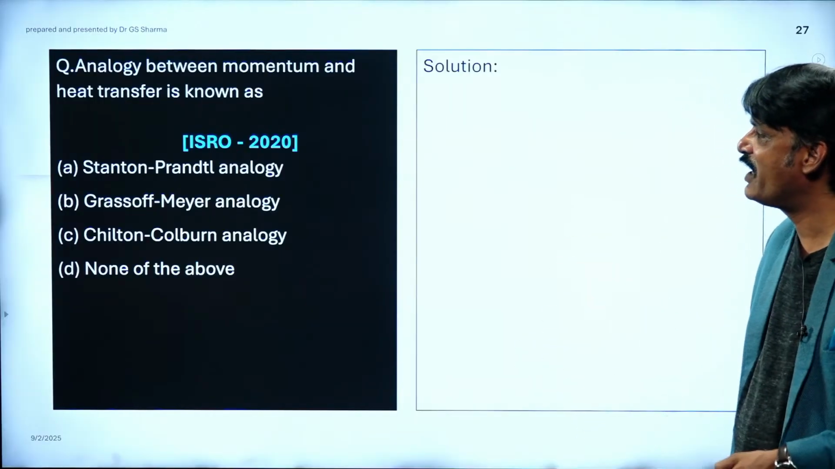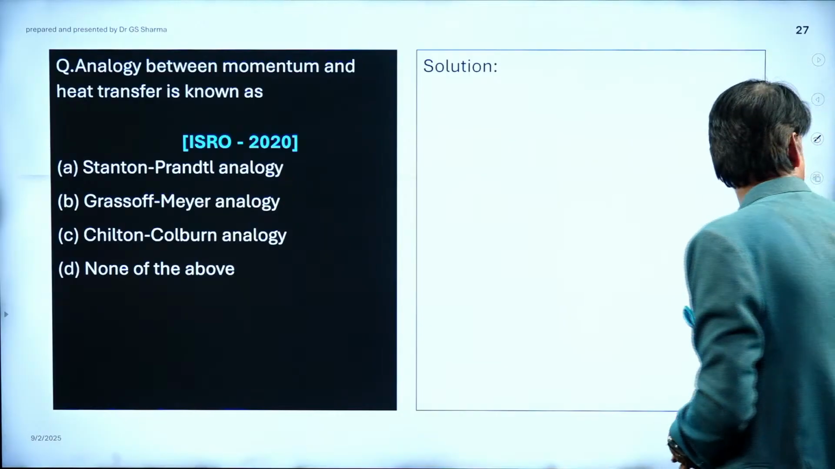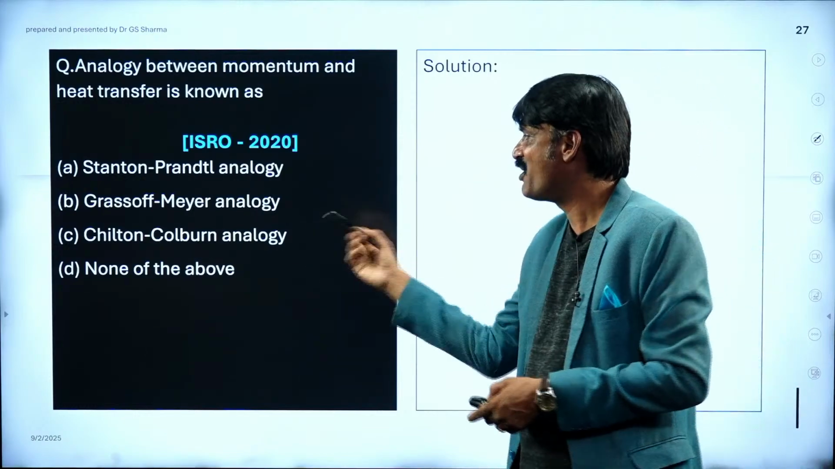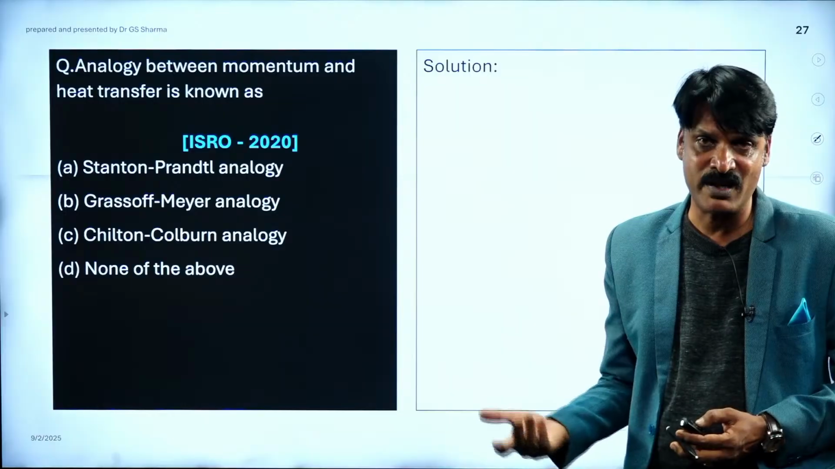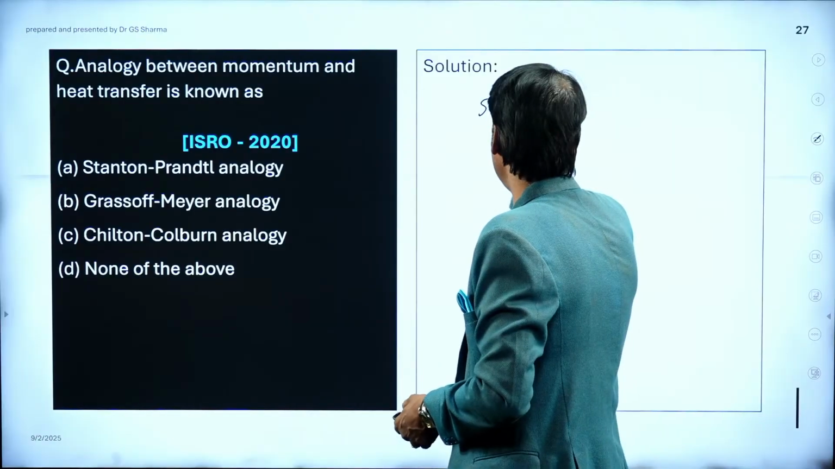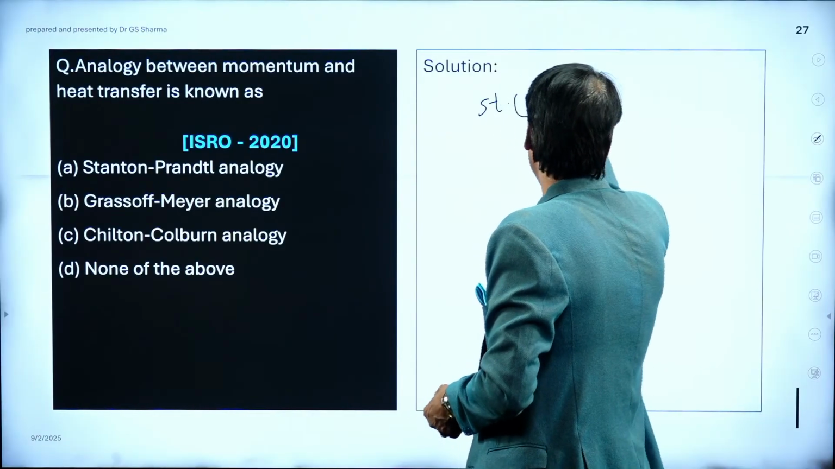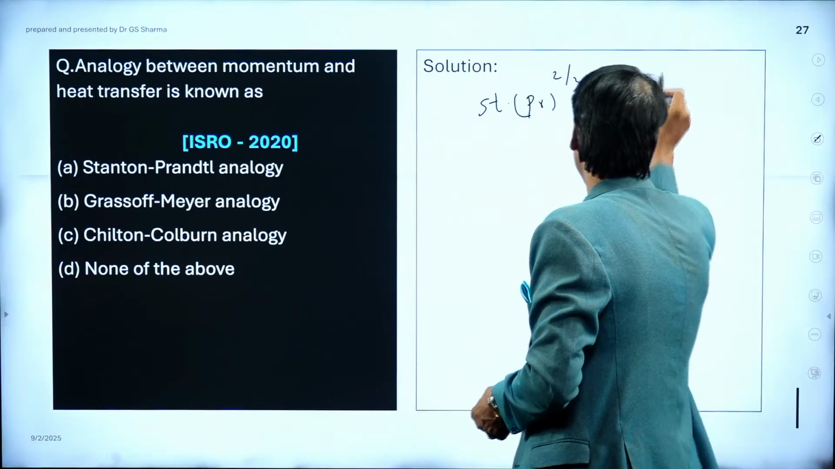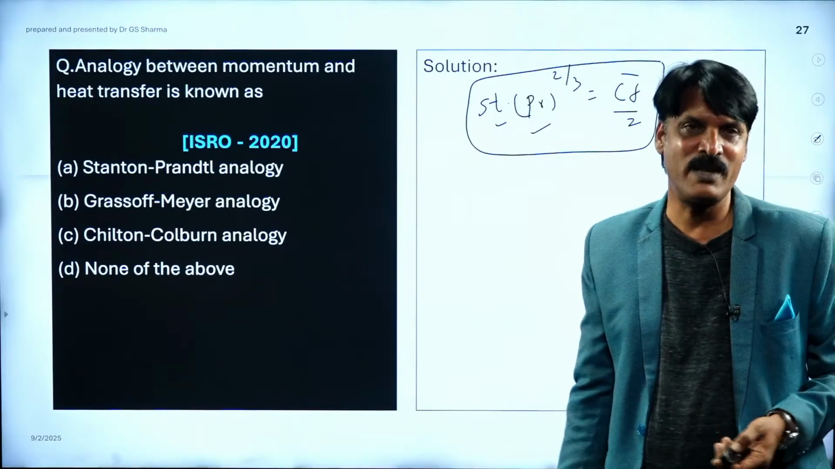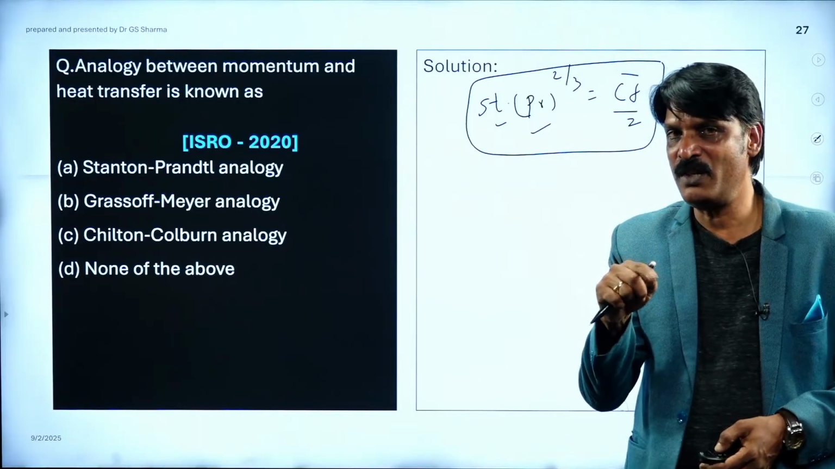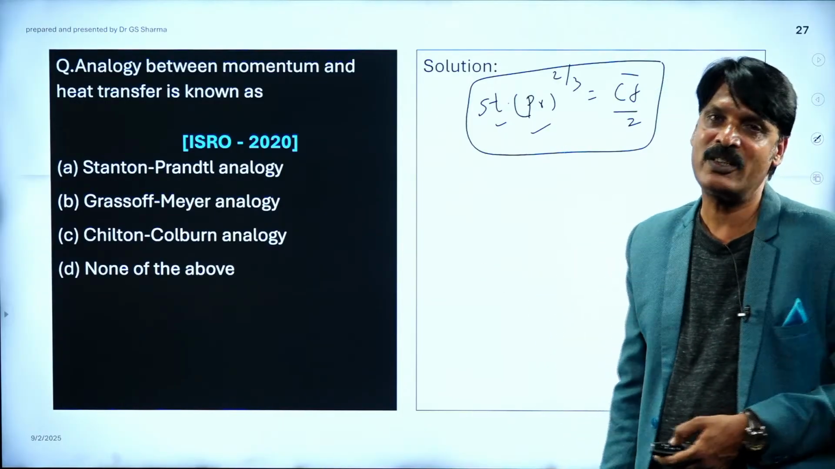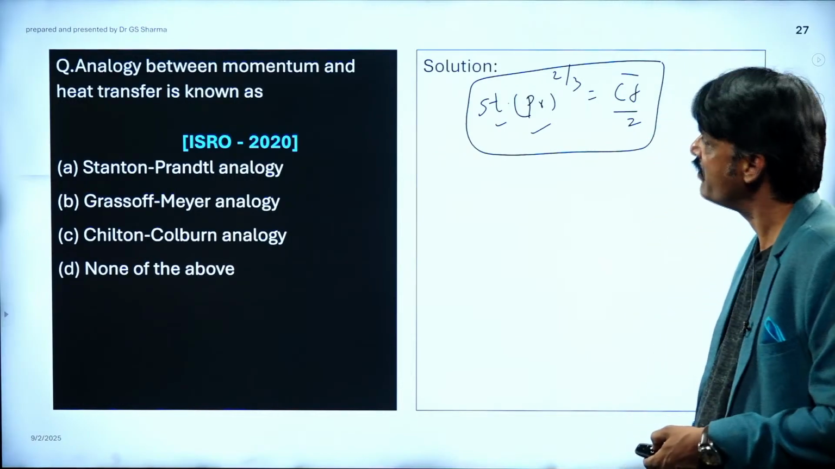Analogy between momentum and heat transfer is given by the Reynolds-Colburn analogy, generally we call. The Chilton-Colburn analogy talks about even mass transfer also. If you write your Reynolds-Colburn analogy, Stanton number into Prandtl power 2 by 3 is equal to Cf by 2. So Stanton number is there, Prandtl number is there. I can call it a Stanton-Prandtl analogy. Suppose if it is for Prandtl number equal to 1, it is called Reynolds analogy. Or sometimes this is also called Reynolds-Colburn analogy. But it is good to go ahead with Stanton-Prandtl analogy.